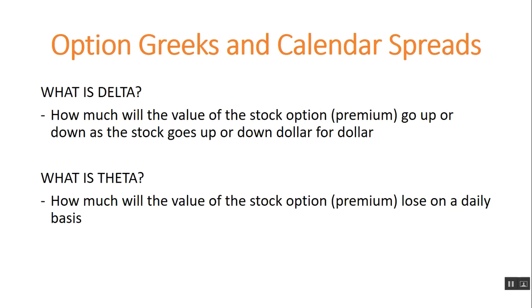And now finally, I'll explain what those mean. Okay, what is delta? Delta is an option Greek, and that's a value that measures how much the value of the stock option, or in other words the premium, will go up or down dollar for dollar as the stock goes up or down.